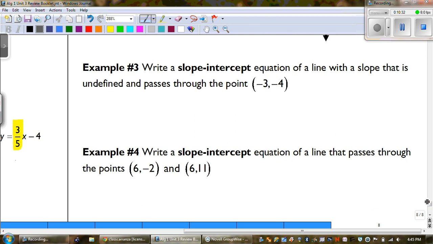All right, example number 3 says write a slope-intercept equation of a line that has a slope that is undefined. Okay, so if it's undefined, we know that it's a vertical line and it's an x equals graph. Okay, so I need to pay attention to the x, and in this situation, x equals negative 3.